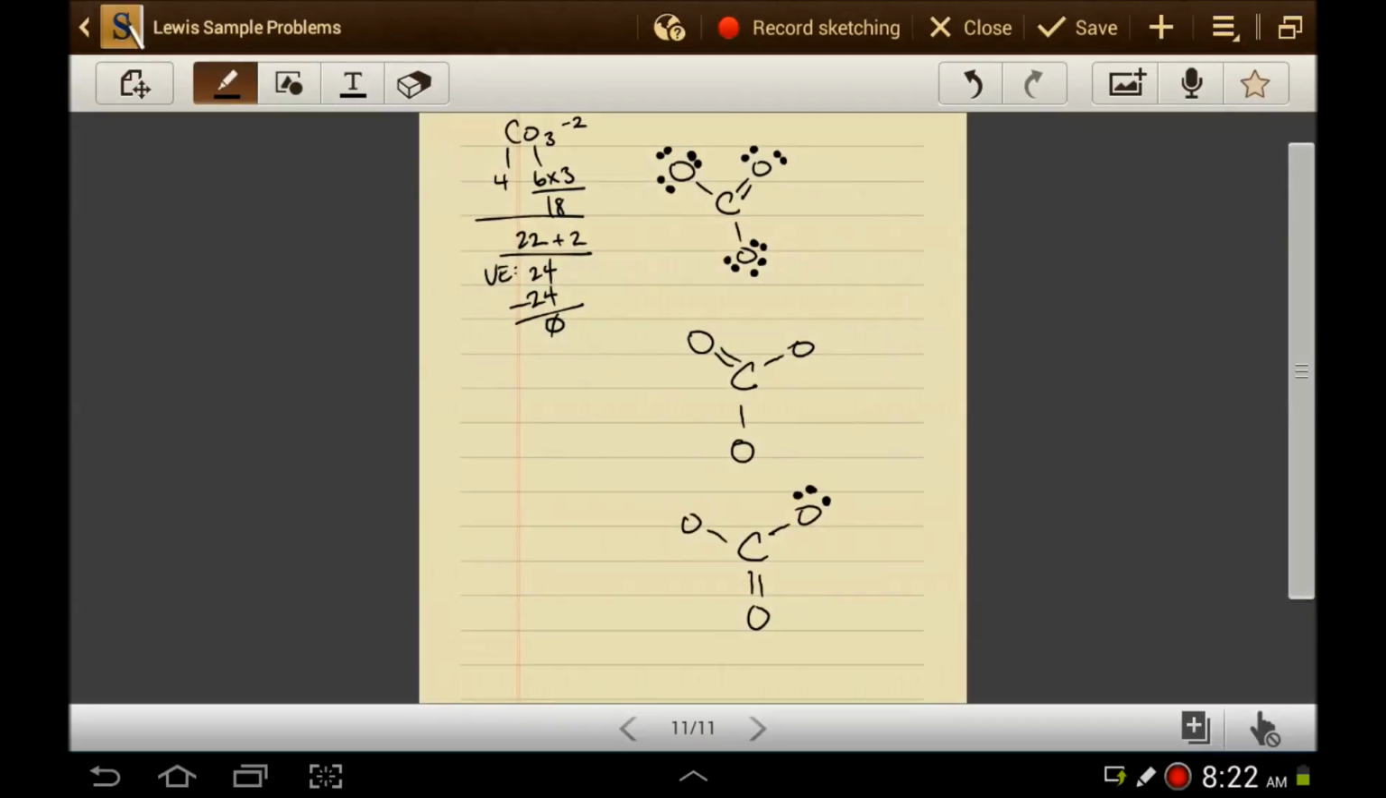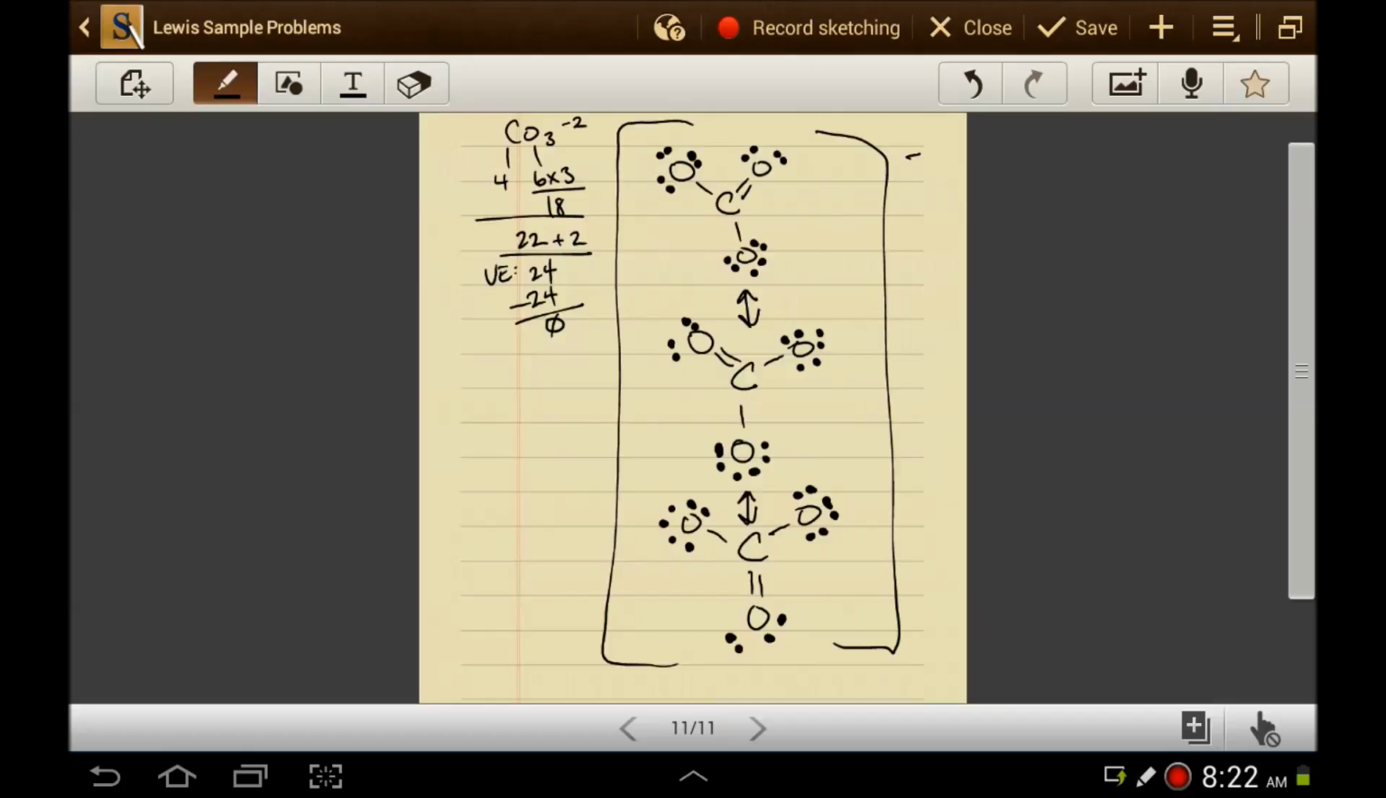Showing all the possible locations for that one double bond. And then we connect our resonance structures with double arrows. And then, since it's an ion, we draw square brackets around the whole mess and put the charge in the upper right-hand corner.